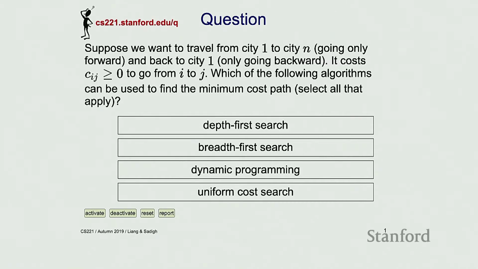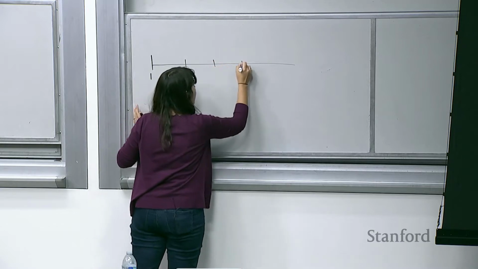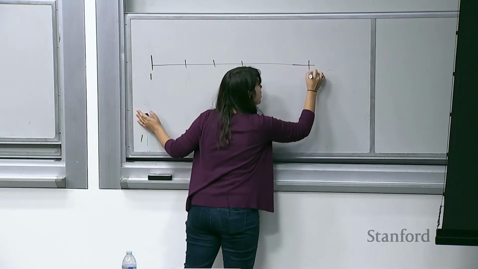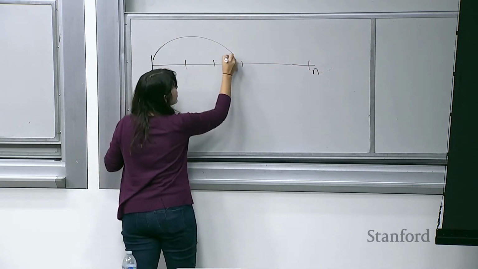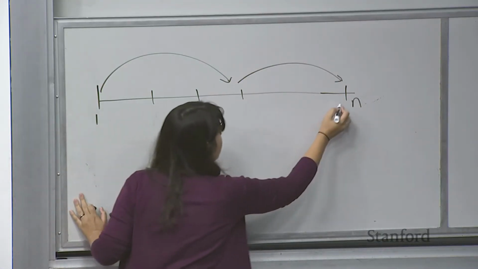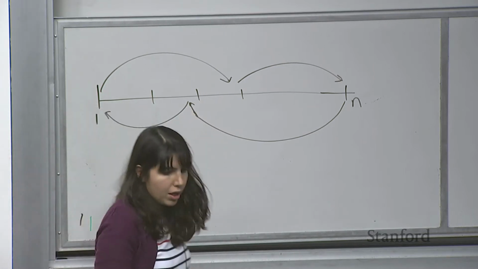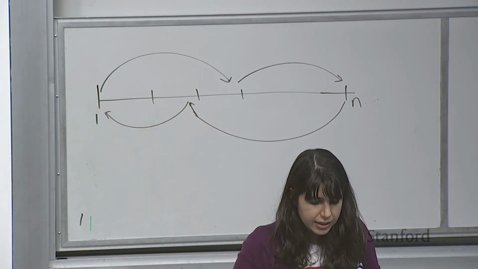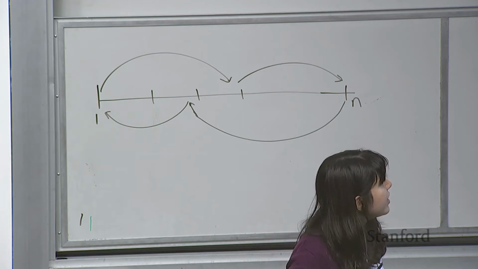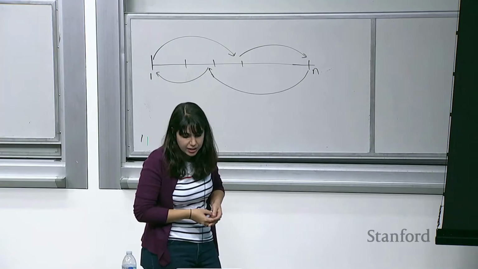You're starting in city 1, you're going forward, and you're getting to some city n. And then after that, you want to go backwards and get to city 1 again. So you're going through some of these cities. Okay, so that's the goal. And then the cost of going from any city i to city j is equal to Cij. Okay, so that's the cost.